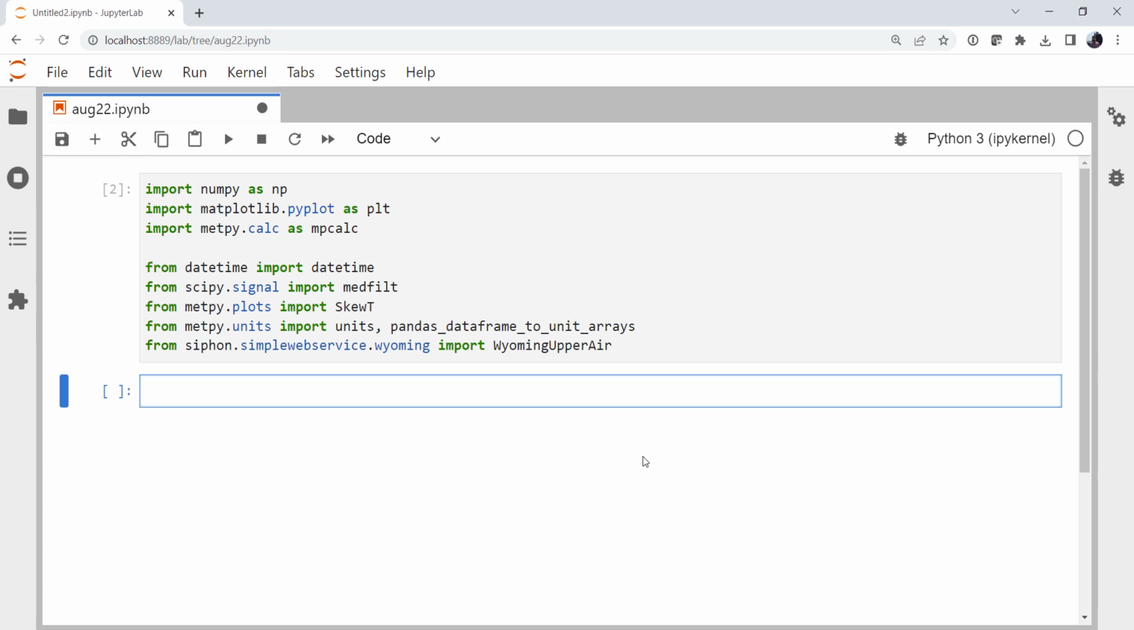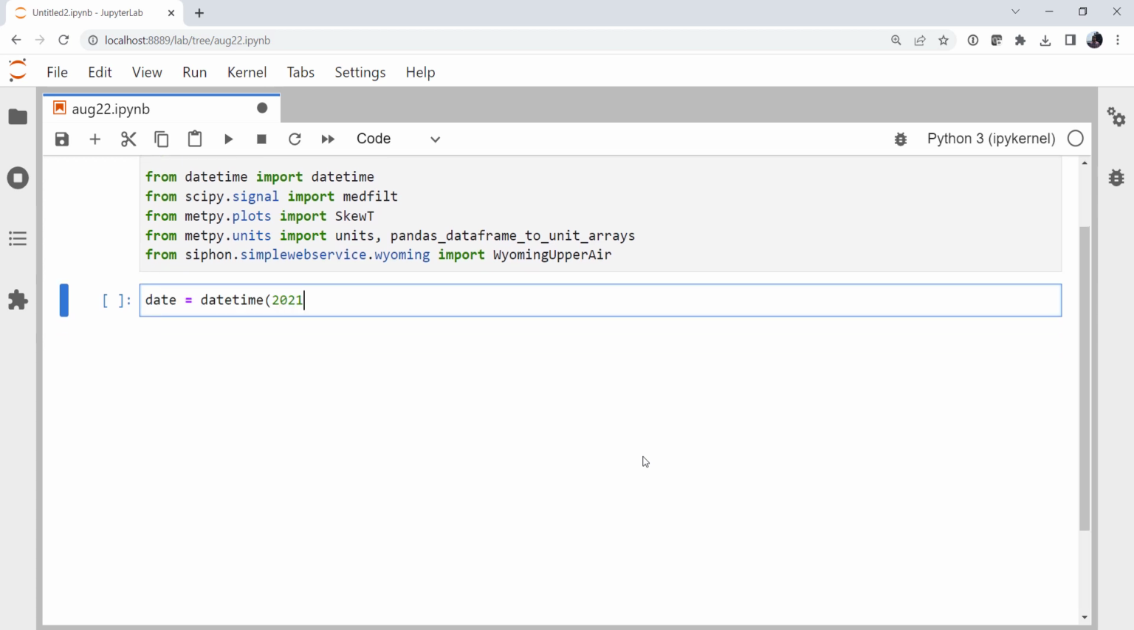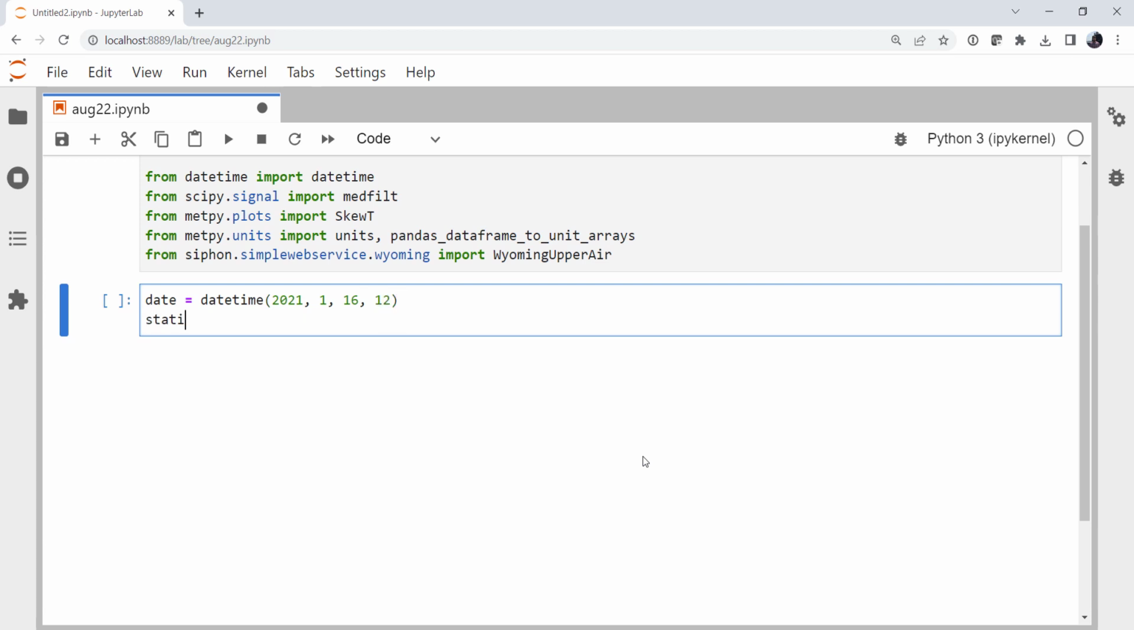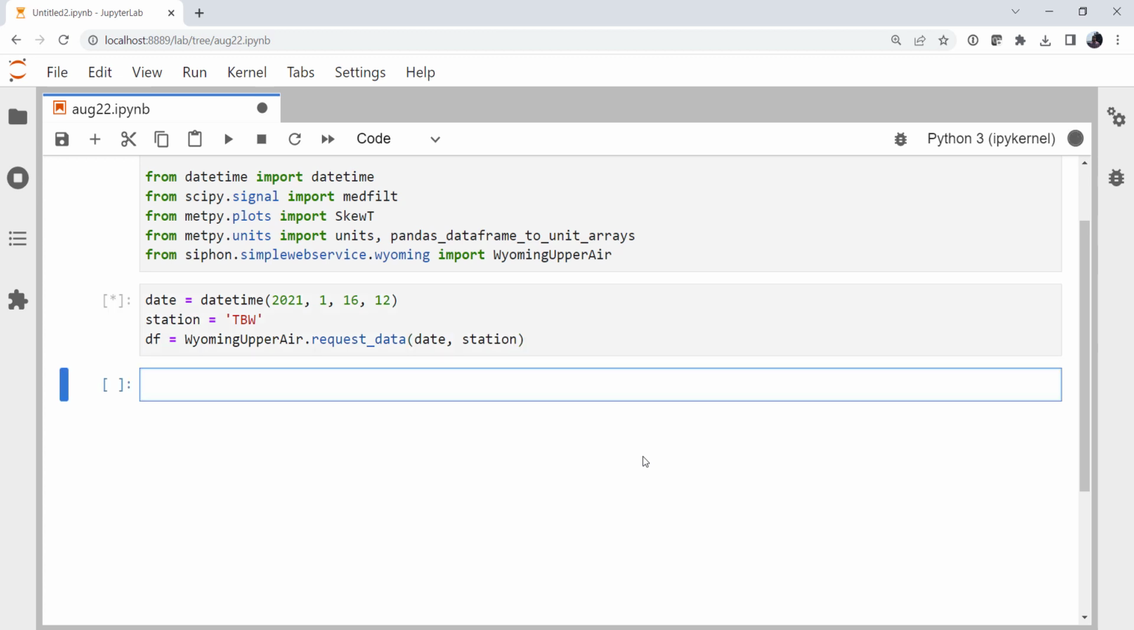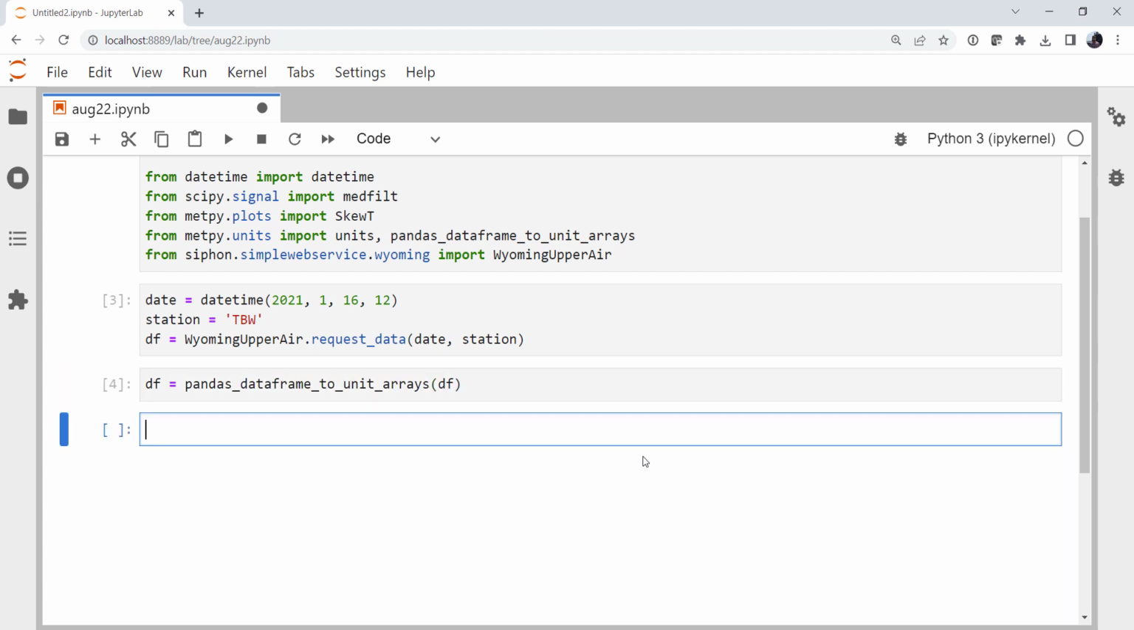So first, we need a station to get our data from. We're going to use the January 16th, 12Z sounding, 2021, at the station TBW. This has a pretty pronounced temperature inversion. We're going to use the Wyoming upper air object, the request_data method on our date and station. Then that data frame, we're going to use the pandas_dataframe_to_unit_arrays helper to attach units to that. And let's make a quick, dirty plot here.